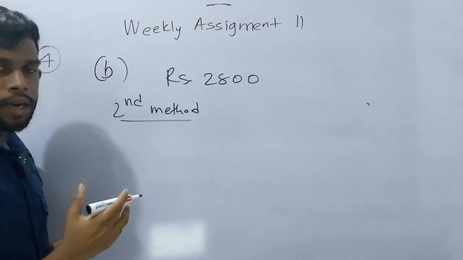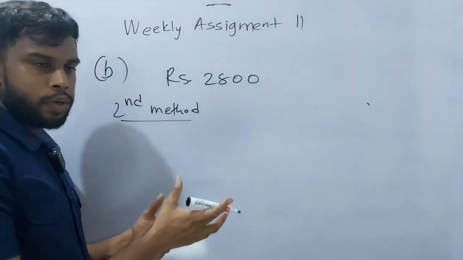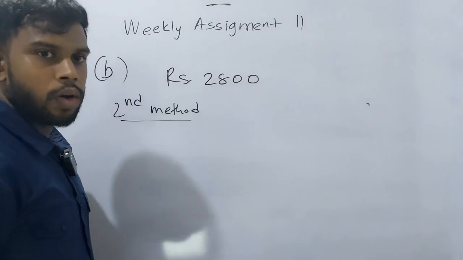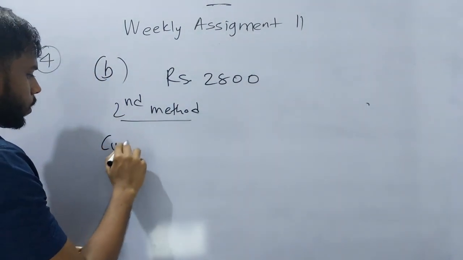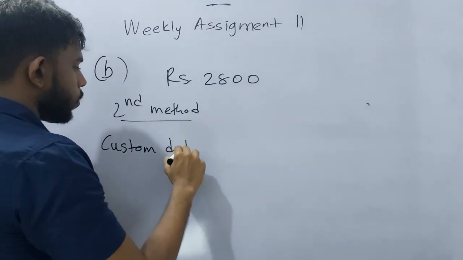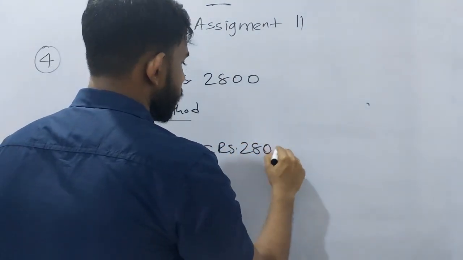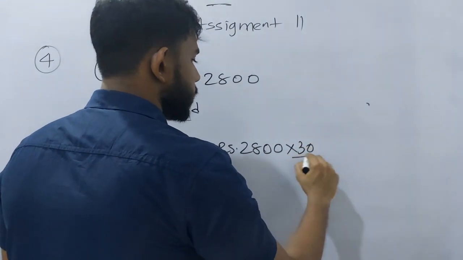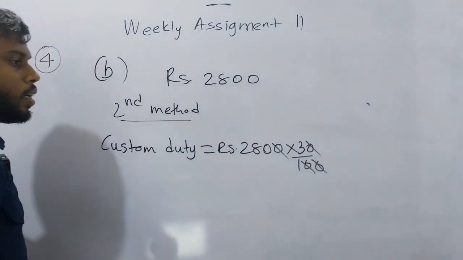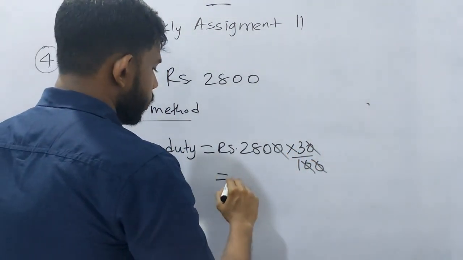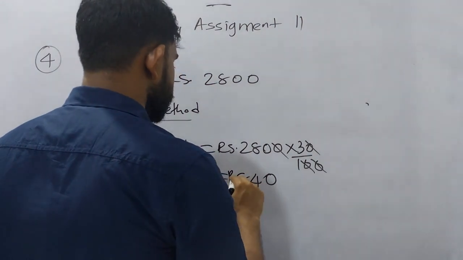Second method. In the second method, we find the custom duty separately, then add that custom duty value to the worth of the clock, and then we can get the final value of the clock. So let's first find the custom duty. So how do you find it? For 2,800, you have to find 30%, because 30% is the custom duty. So 0, 0, 0, 0 cancels. So that is equal to 840 rupees.